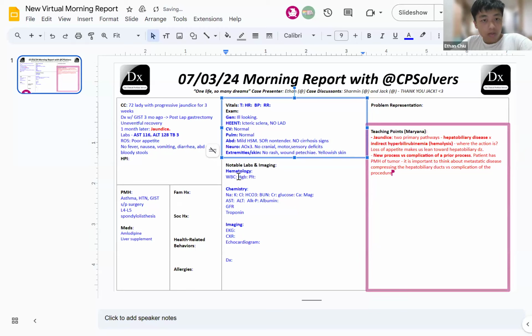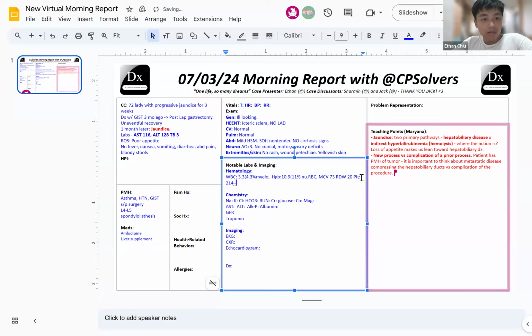Her white blood cell count was 3.3. I don't have the full differential count here, but there are notable findings of 4.3% of myelocytes and 1.1% of metamyelocytes. Hemoglobin level was 10.9 with a notable 11% of nucleated RBC. MCV was 82.3. RDW was 20. Platelet count was 214, but the platelet count dropped to 97 3 days later. And that's the end of the second aliquot.